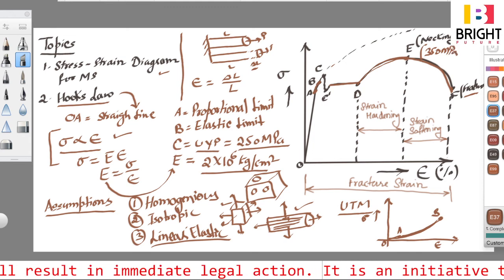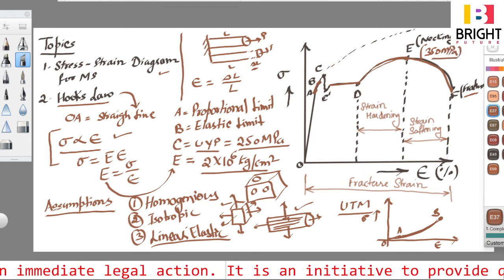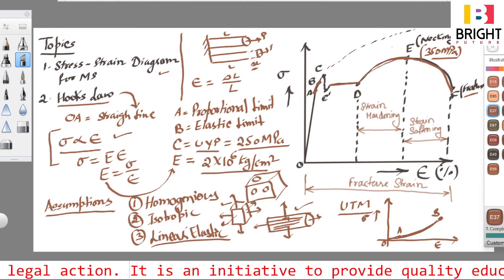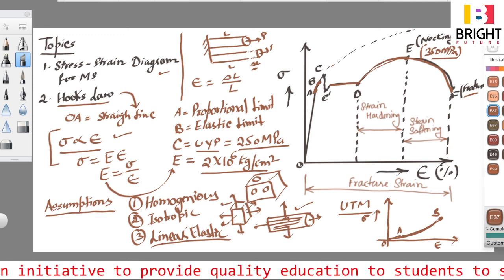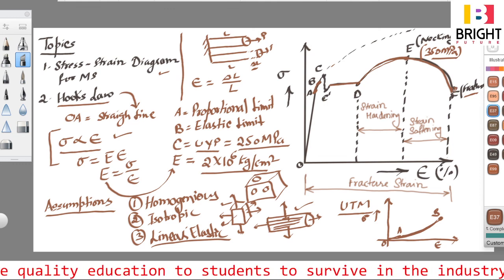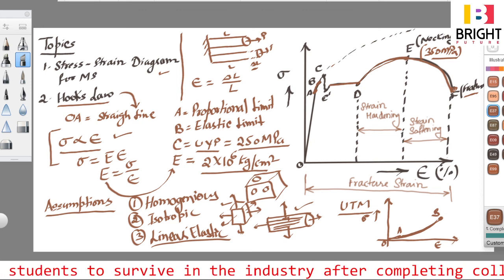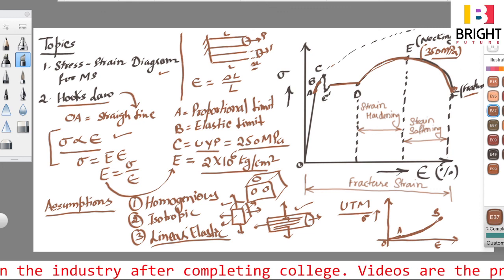megapascal. Normally this is the point of necking where the material starts breaking, and after that neck propagates and the final fracture takes place at this point. We will see what kind of fracture occurs and how we can identify the mode of failure by seeing the fracture type. Okay, I hope you understand this fully.